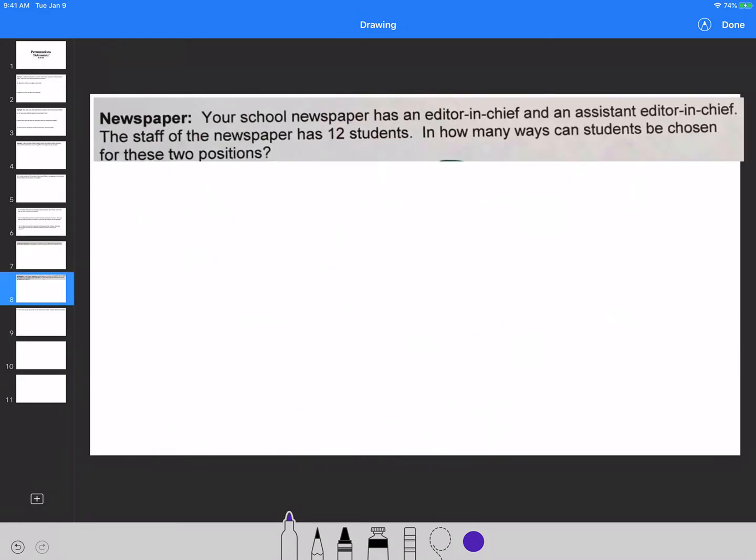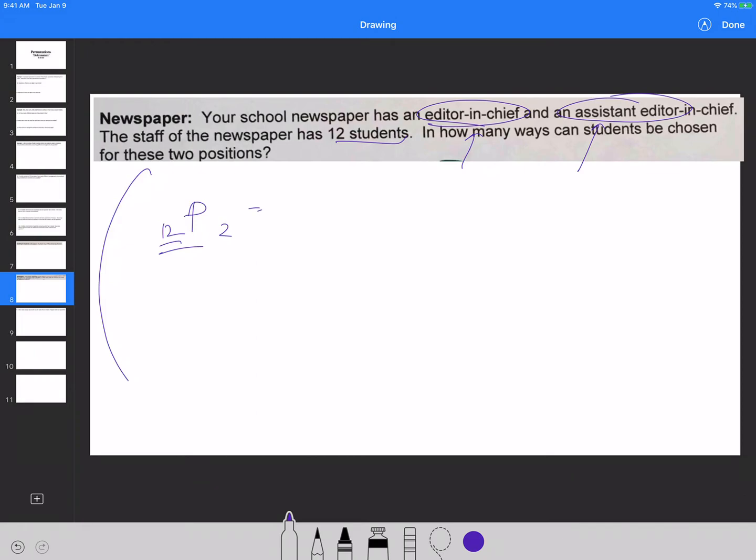Okay, so the newspaper question. This will involve the editor, specific positions at a given group of people. So we have an editor-in-chief and assistant editor-in-chief. The staff of the newspaper has 12 students, so we're choosing from 12. Out of these 12 people, we're specifically looking at these two categories and go, okay, I want to choose 2 out of these 12 people to be specifically in those order.